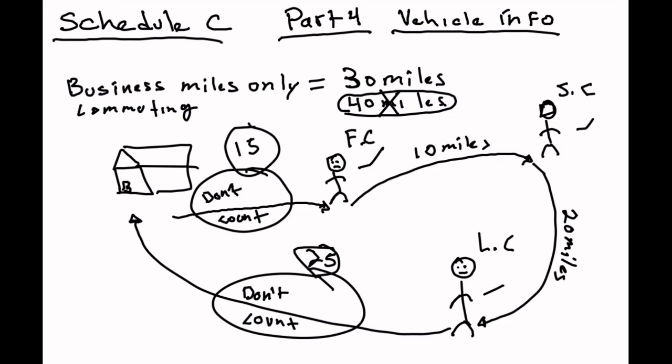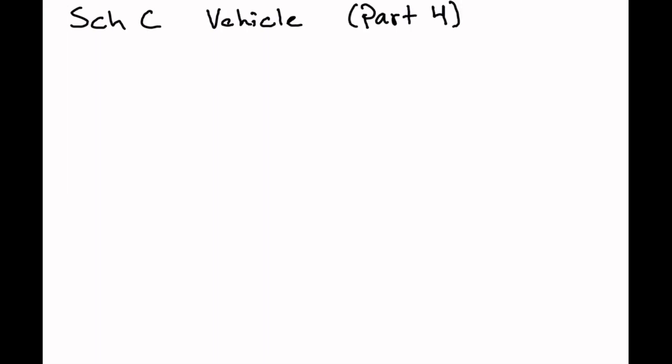So we're going to figure out something really important right now. I'm going to clear this example. Hopefully you have the notes. I'm going to clear this example and show you something really important. Actually, let me do this. All right, let's see if that works. We are talking about Schedule C vehicle, or what we call Part 4. That's what we're talking about today.